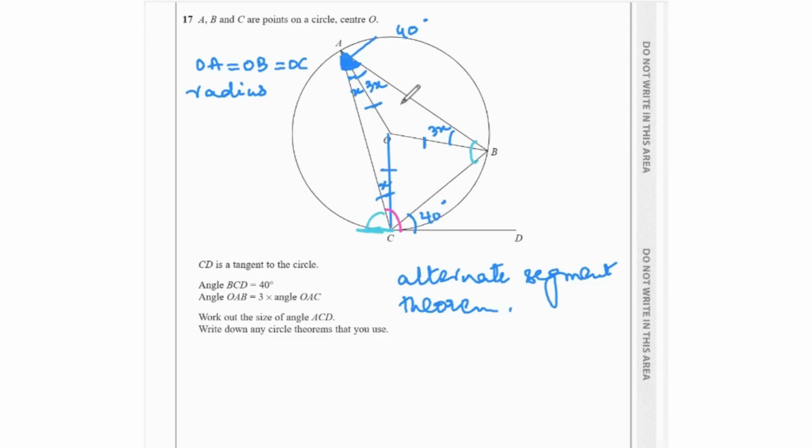Because angles on a straight line add up to 180, and the sum of angles for a triangle is also 180. So because of that, alternate segment theorem states that this angle equals this equals this, and this is the same. So keeping that in mind, x plus 3x would equal 40. 4x equals 40, and x would equal 10.